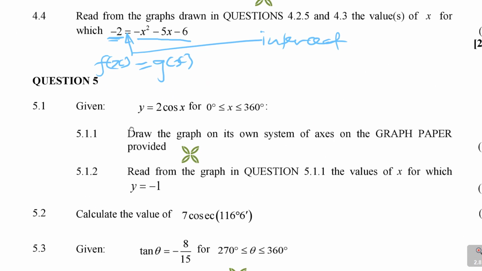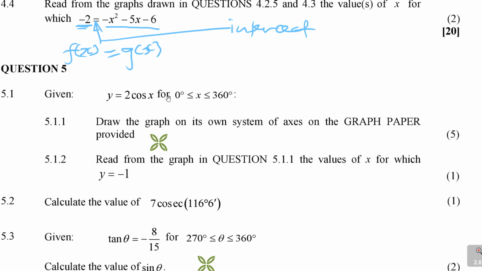There is question 5, and then look at this, guys. You're drawing the graph of 2 cos x for that range. Please draw the graph on the system of axes on the graph paper. Do we go for it? I still have my graph paper there, or are you guys fine?